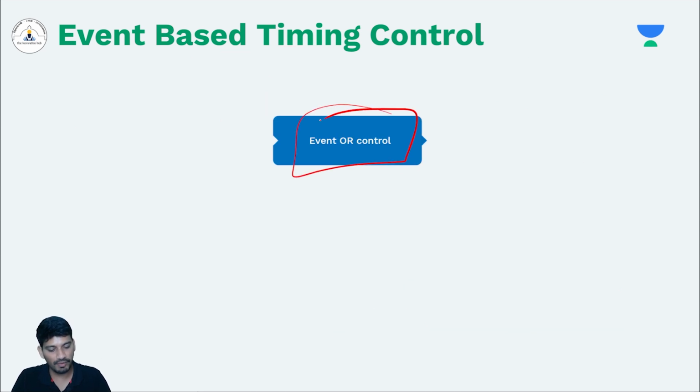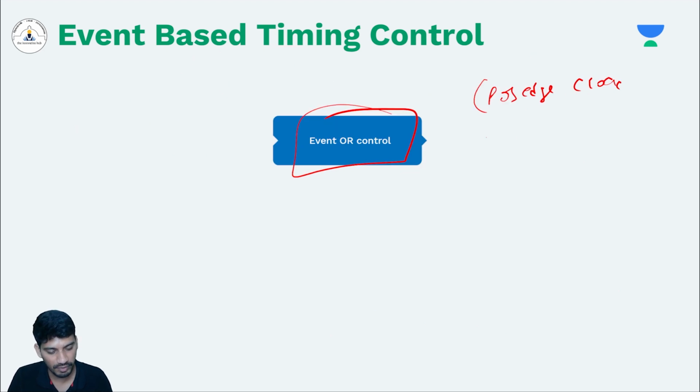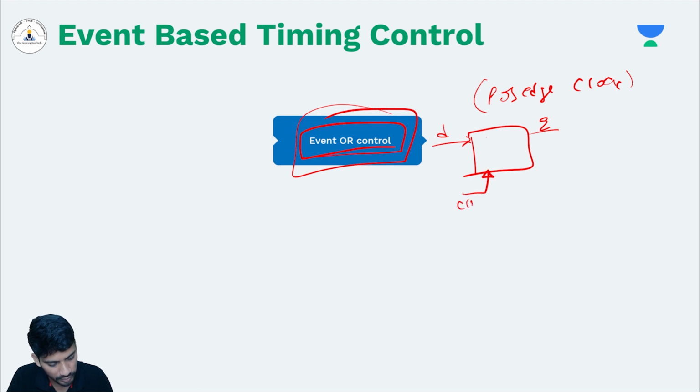Now let's see what is event or control. Till now we have seen only single events, whether positive edge of clock, negative edge of clock, or a user defined event like always @(receive data). If you have multiple events, in that case you can use event or control. Let's take the example of an asynchronous latch. The input of the latch is D and the output is Q. It has two different asynchronous inputs, one is clock and the other is reset.